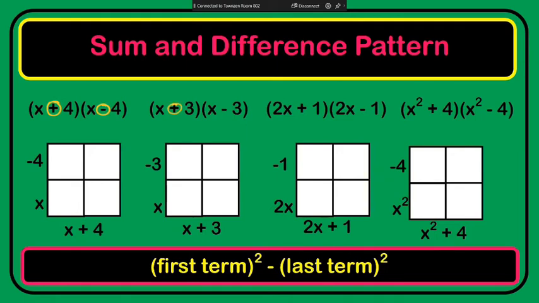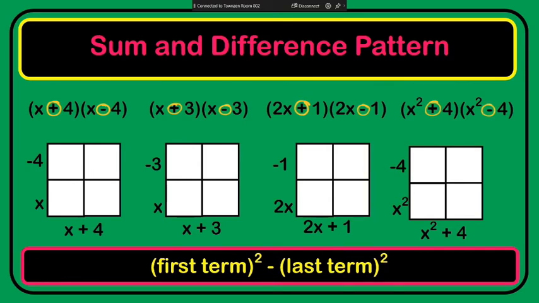So in each example, they look exactly the same, except the last term is positive in one set of parentheses, and the last term is negative in the other set of parentheses. So we have one binomial with a positive sign joining the first and last term, and we have one binomial with a negative sign joining the first and last term. So this is called a sum and difference pattern.